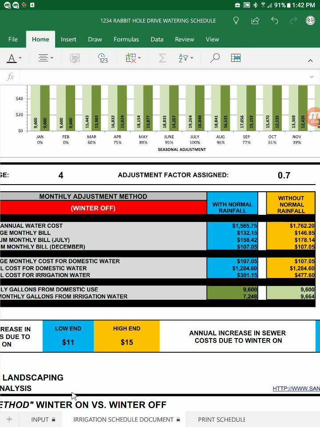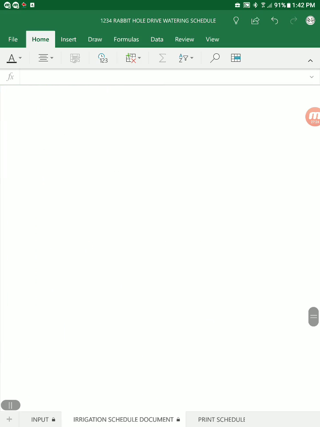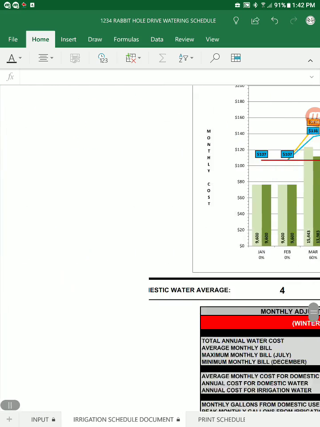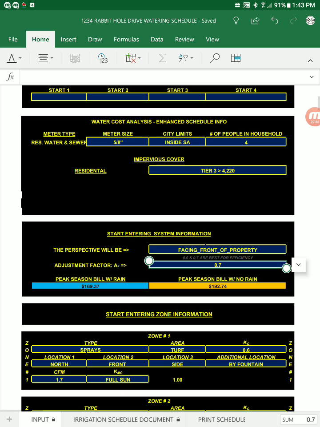And everything's already read out here too, so you don't lose track. So I put 4 people in this guy's house. I gave him an adjustment factor of 0.7, and then here's his annual cost on his water bill. This is the increase in sewer because it's on during winter. I'm really losing my way around this thing. So anyway, you can go over to that. Just to give you an idea here.